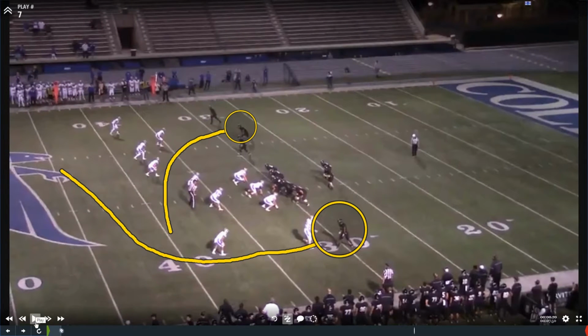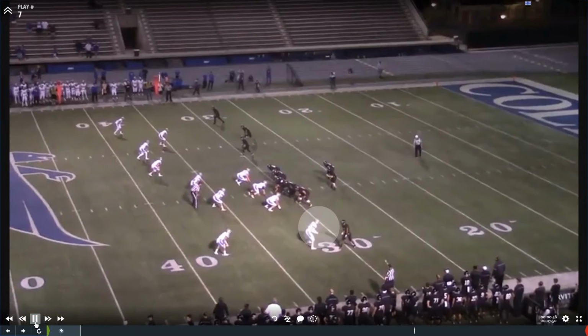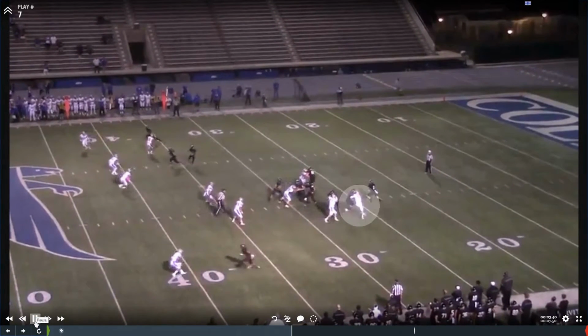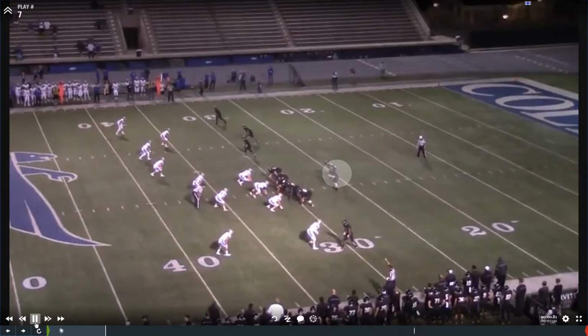Once again, we'll see the receiver on the weak side run a crossing pattern with the second receiver on the strong side running underneath. Keep an eye on the defensive player highlighted. This action is the responsibility of the referee, while the activity on the right side of the line involving the tackle is the responsibility of the umpire.